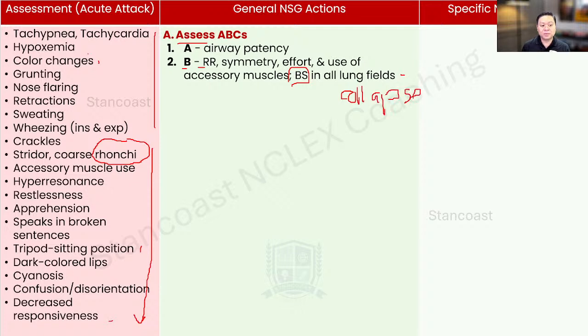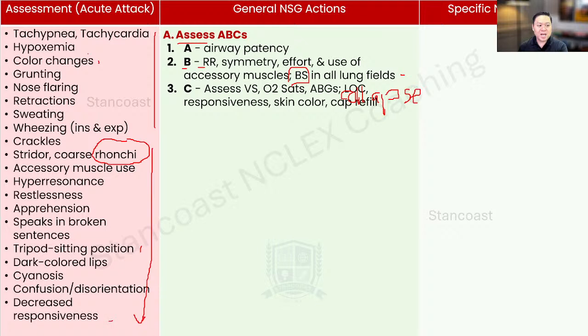And if the lung collapse is probably affecting a huge lobe or a huge chunk of the lungs, maybe 2 lobes, that's not going to be any good. Now, the patient's vital signs need to be checked as well. The oxygen saturation, the arterial blood gas, the level of consciousness should be checked every now and then.